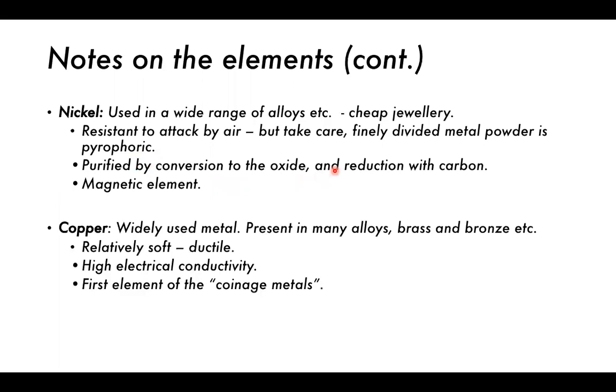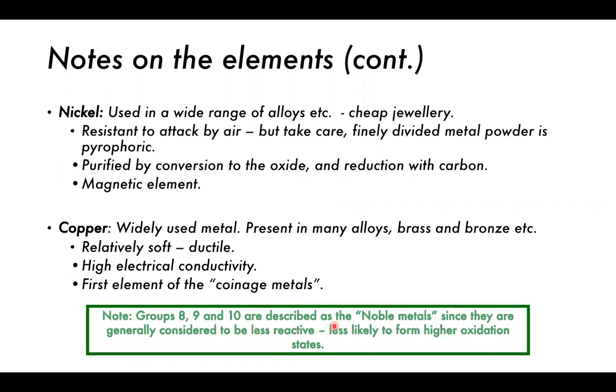And again, a magnetic element. Copper is a widely used metal, present in many alloys, brass and bronze, etc. It's used for electrical wiring, and for some water pipes, although that's being replaced by PVC piping, because PVC piping is cheaper and copper is becoming very expensive. But copper is still widely used for transporting hot water, because it's more resistant to changes in temperature. It has a high electrical conductivity, hence its use in electrical wiring. And it's the first element of the coinage metals, so it's copper, silver, and gold.